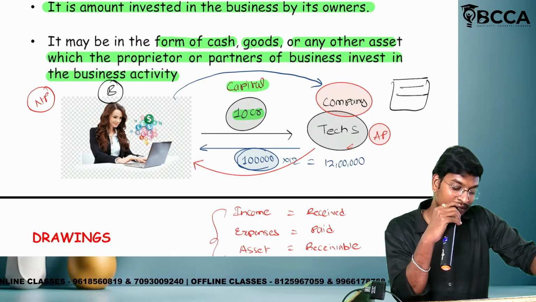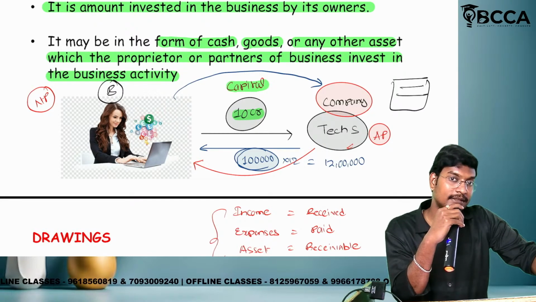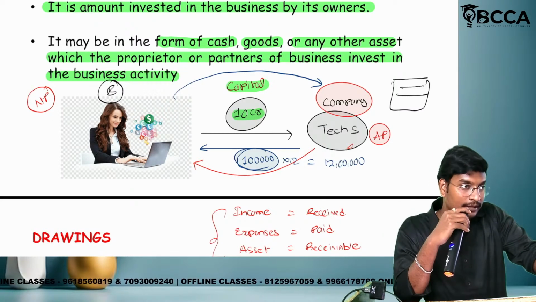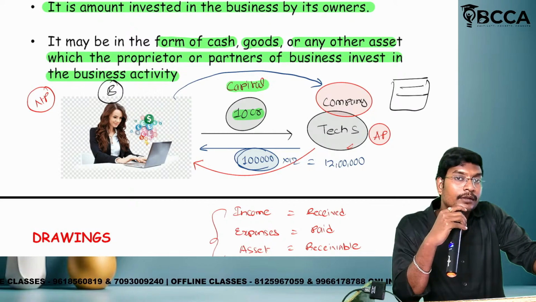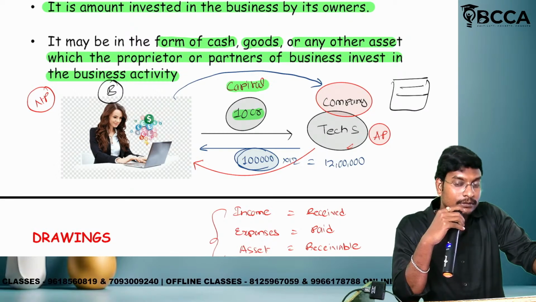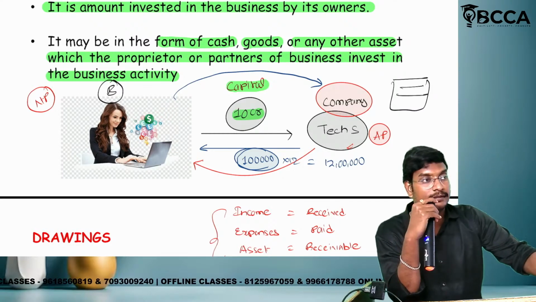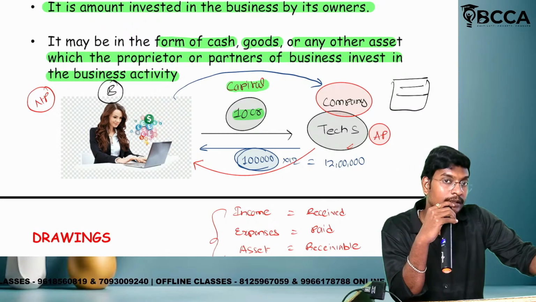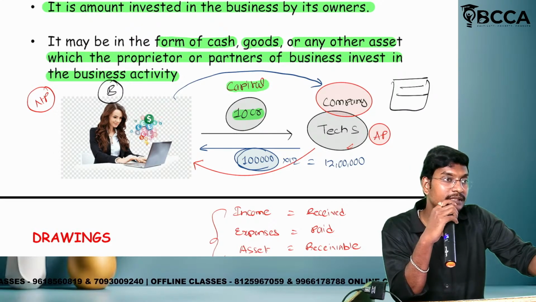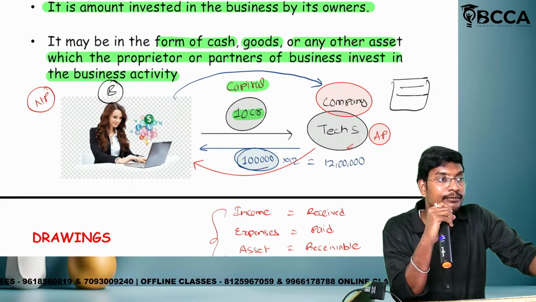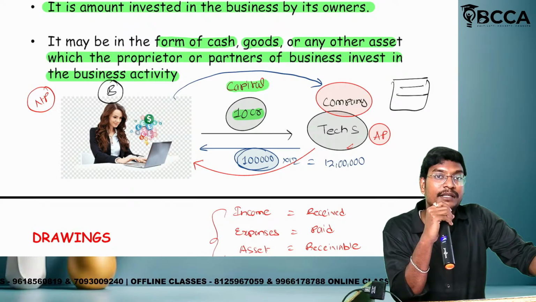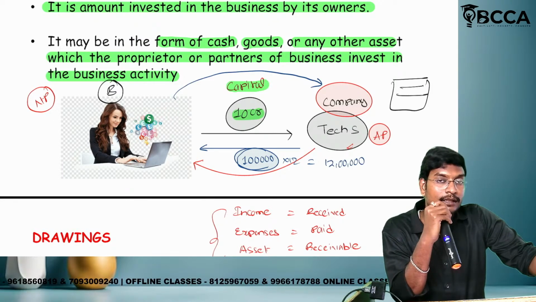She can invest in the form of cash or goods or assets. She can withdraw the amount or the goods or the assets. Anything she can take. Anything the owner has taken away from the business is called drawings. So drawings has to be receivable from the owner, so it is called an asset. Capital is payable to the owner, so it is called a liability.